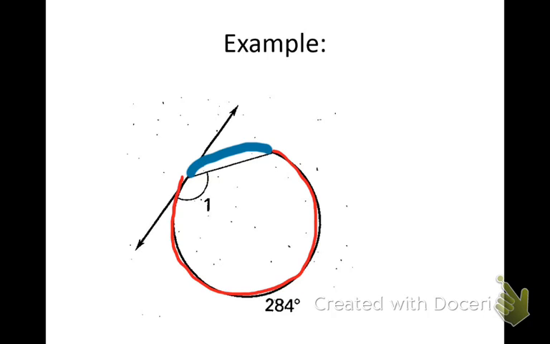So if this is 284, what's angle 1 going to be? Half of 284. Yeah. So that's going to be 142. So angle 1 equals 142. Questions?